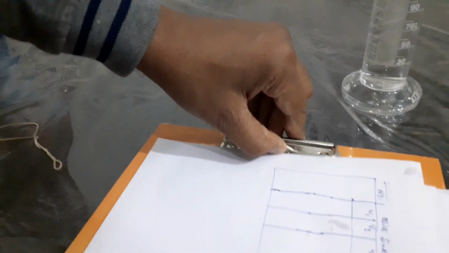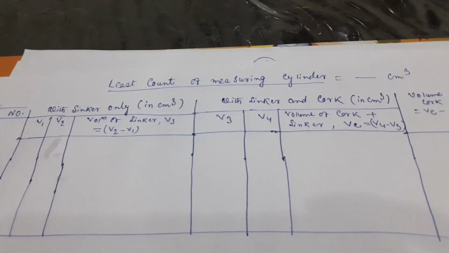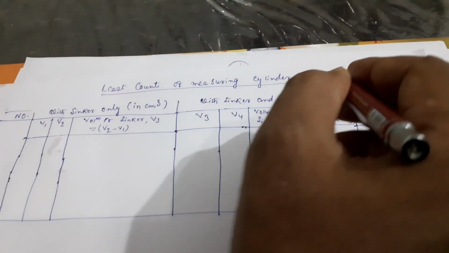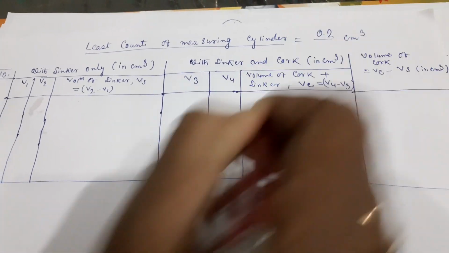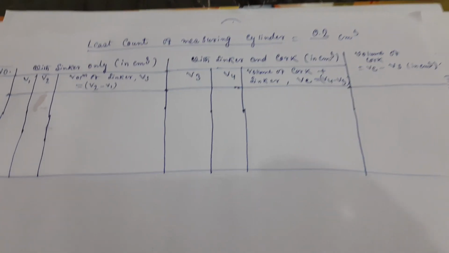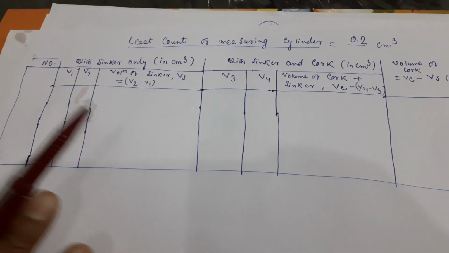Now in the book you will see this table. I don't have the book with me, but I have just written all these things. So least count of this one will be 0.2. How can you calculate that process? I told you, from this measuring cylinder, from here you can easily calculate.